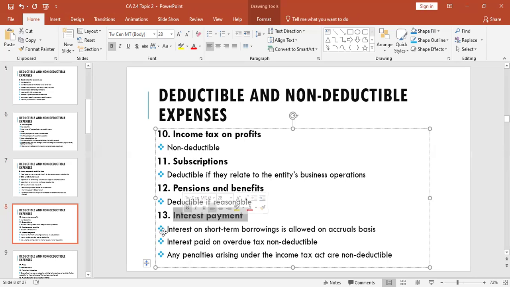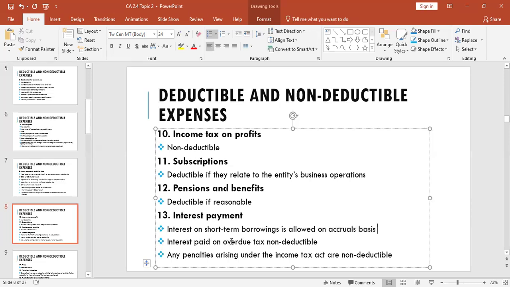Then interest payments. Interest on short-term borrowings is allowed on an accrual basis. So if you borrow 10,000 for the next 2 years, we're paying interest at 10%. That 1,000 in our books, we've only paid 500 kwacha. But according to the tax laws and for tax purposes, we need to recognize 1,000 kwacha on an accrual basis.